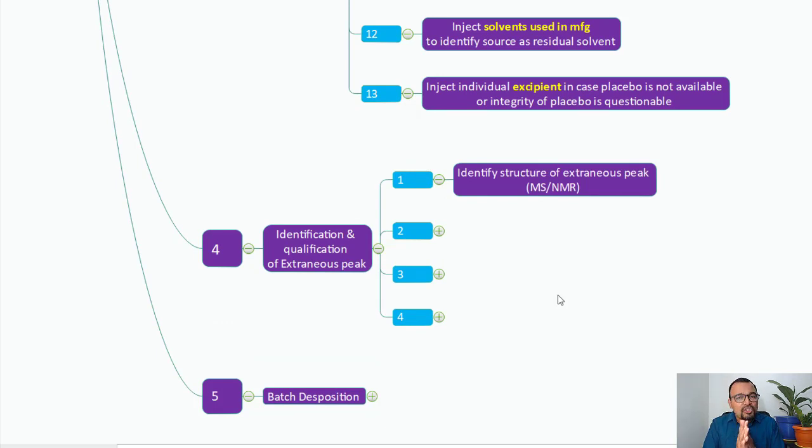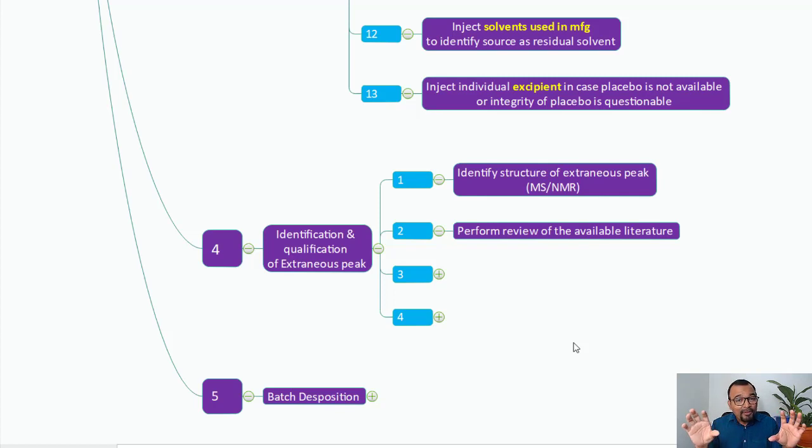the structure of the extraneous peak. If it is not a laboratory error, if it is a lab error, then you can definitely stop the investigation there itself and have suitable corrective actions and preventive actions in place. But if that is not the reason and it is really something from the product, then you need to identify the structure of the peak, maybe with the help of NMR and mass spectroscopy. Then perform a review of the available literature for that identified impurity.